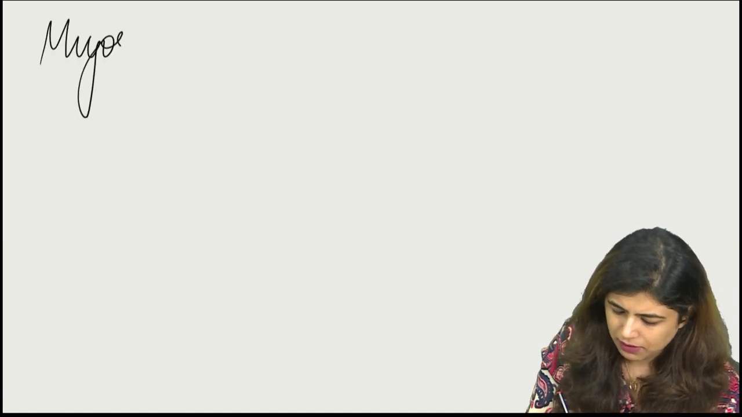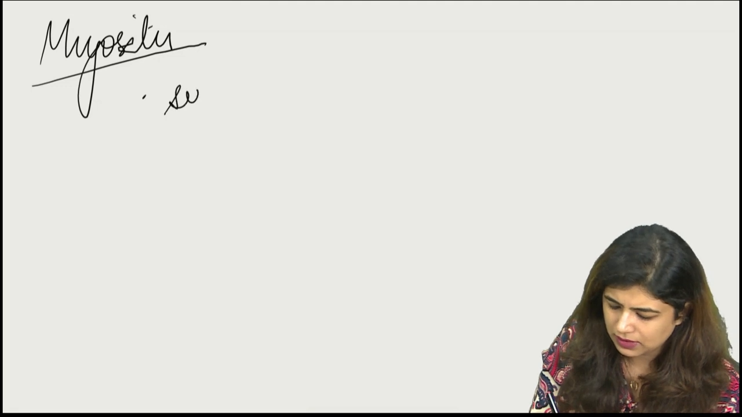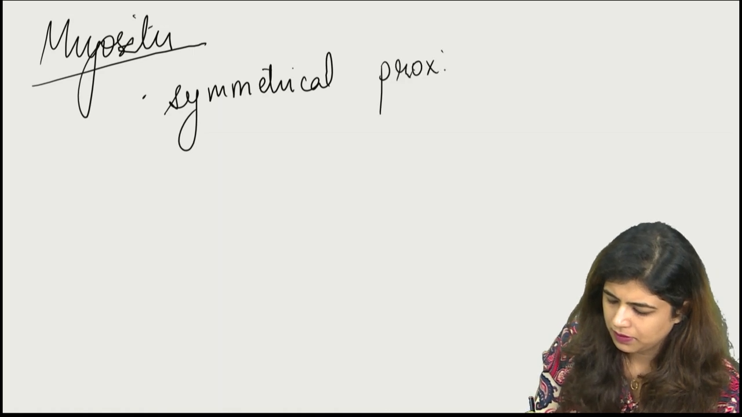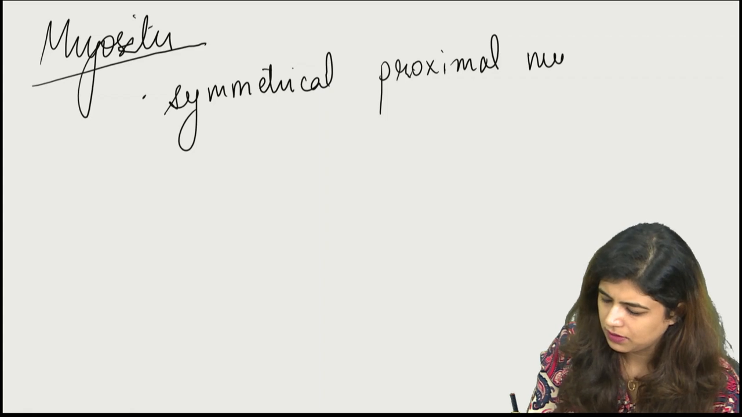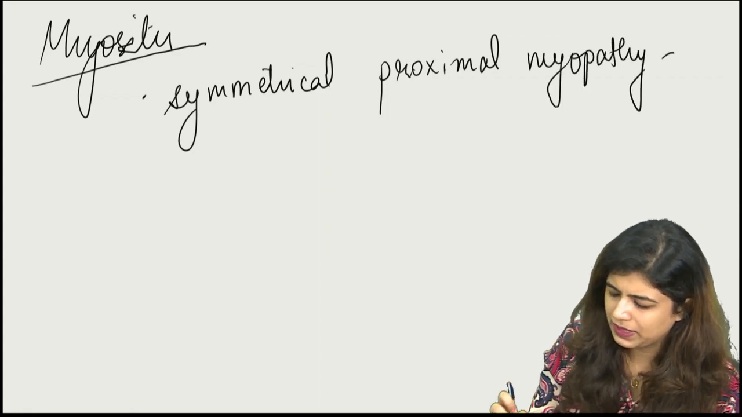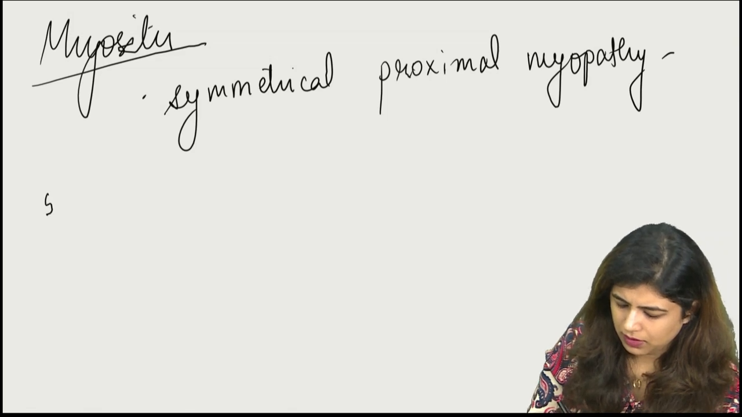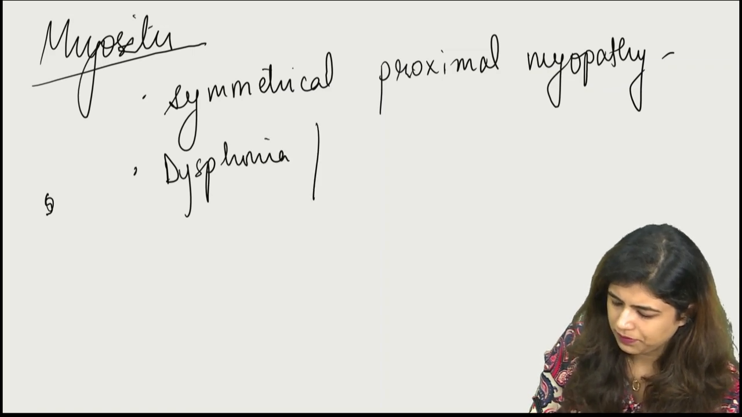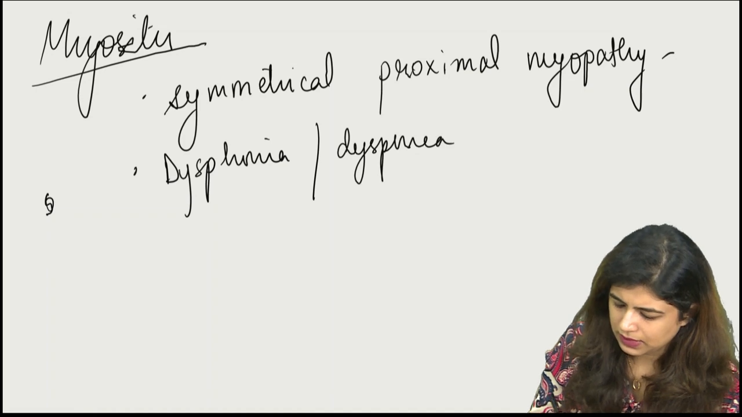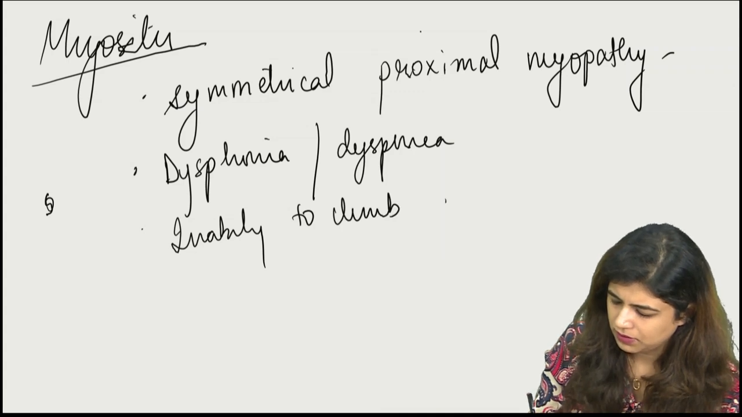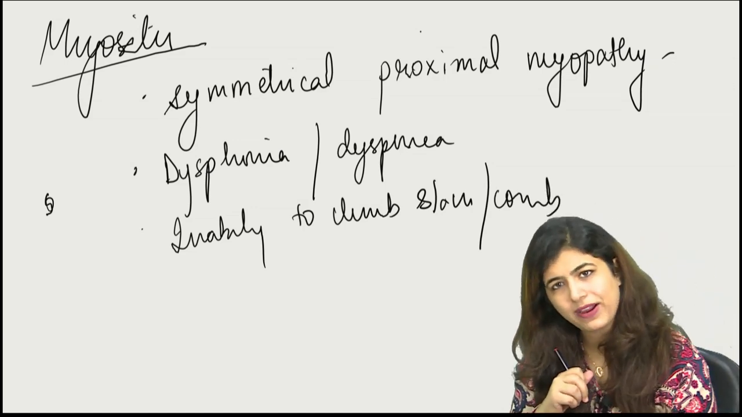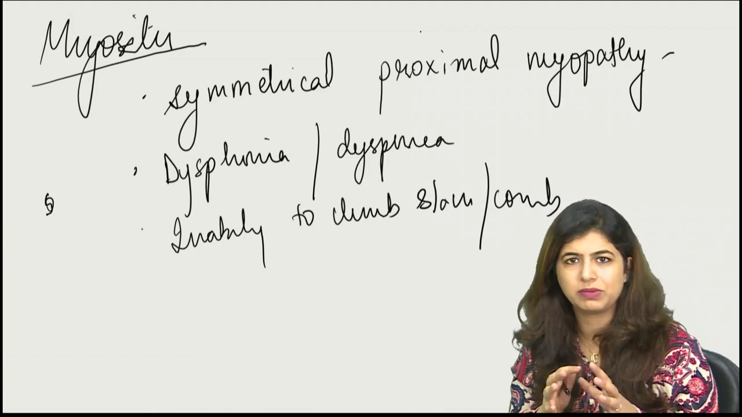And what do you see apart from skin? We see myositis. What is the myositis here? There is a symmetrical proximal myopathy, because of which patient may have dysphonia, dyspnea, inability to climb stairs, or even comb the hair. So all the findings that you see in a proximal muscle disorder will be seen here.